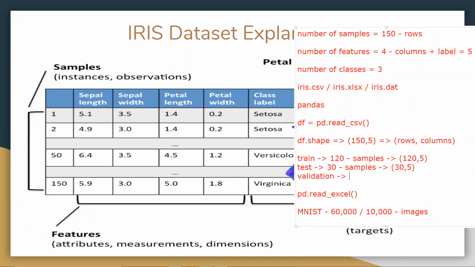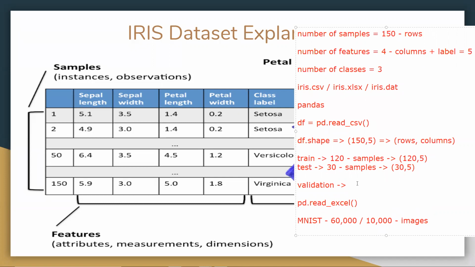Sometimes you also find validation data. So this is train and test, right? In the validation data, you will train on the samples from train only. Test is already fixed. You have taken these 30 samples, you don't touch. Validation data you will take from train again, and you do a split. Now you will take 20 samples for validation, 20 by 5.